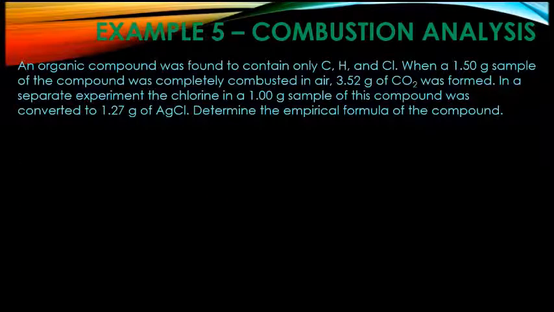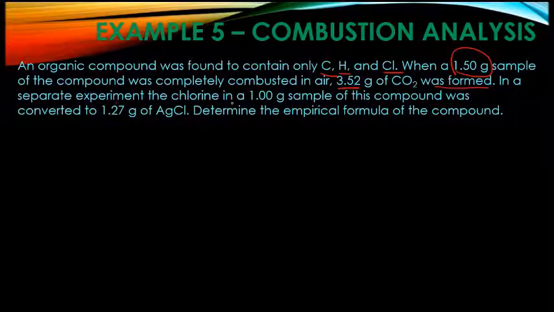For example 5, combustion analysis. This one's a little bit more tricky than the previous one because you have to think about it in 2 separate steps. The first one here, an organic compound was found to contain carbon, hydrogen, and chlorine. When a 1.5 gram sample was completely combusted in air, 3.52 grams of carbon dioxide was formed. So that's easy. That's very similar to what we did in the first step of the last problem. We're going to use the carbon dioxide to find the carbon.